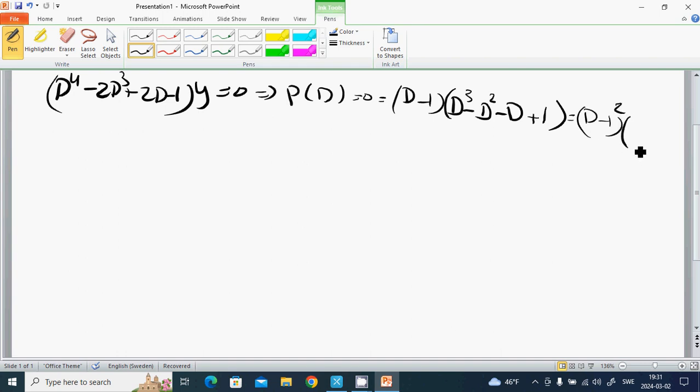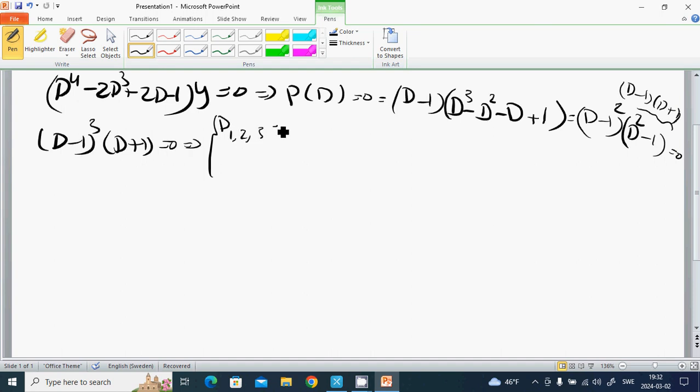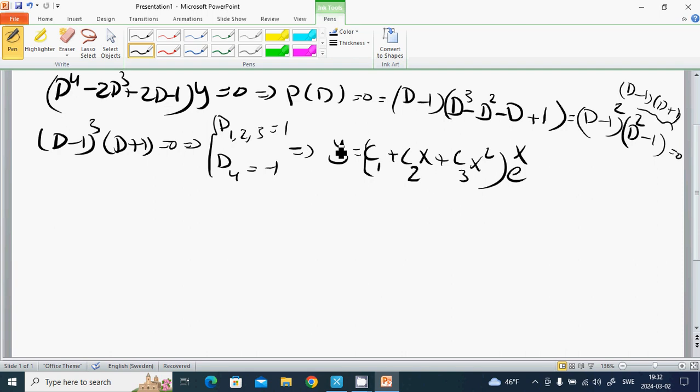But here also the sum of the coefficients is 1, so it is (D minus 1)^2 divided by D^2, take this one, and minus 1. But this is (D minus 1)(D plus 1) equals 0. Then (D minus 1)^3 (D plus 1) equals 0. Then D1, 2, 3 is 1, and D4 is minus 1. Then y equals C1 plus C2 x plus C3 x^2, times e^x, because of that, plus C4 e^(-x) because of that. Okay.